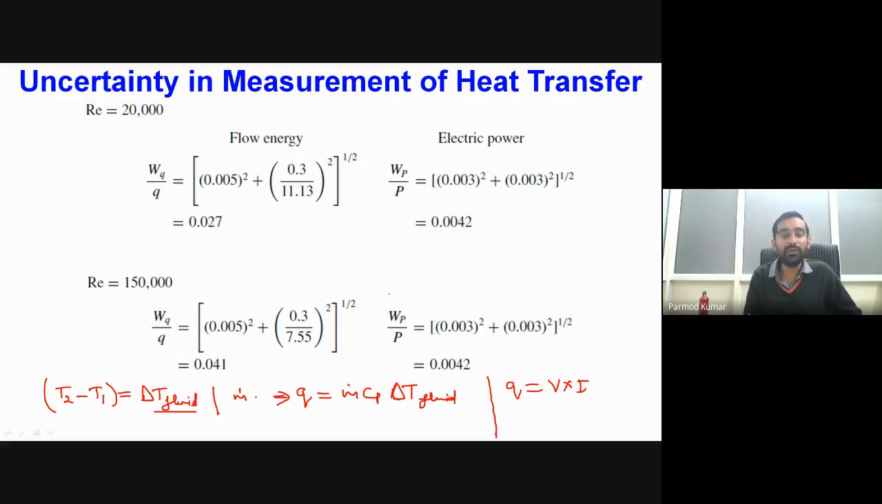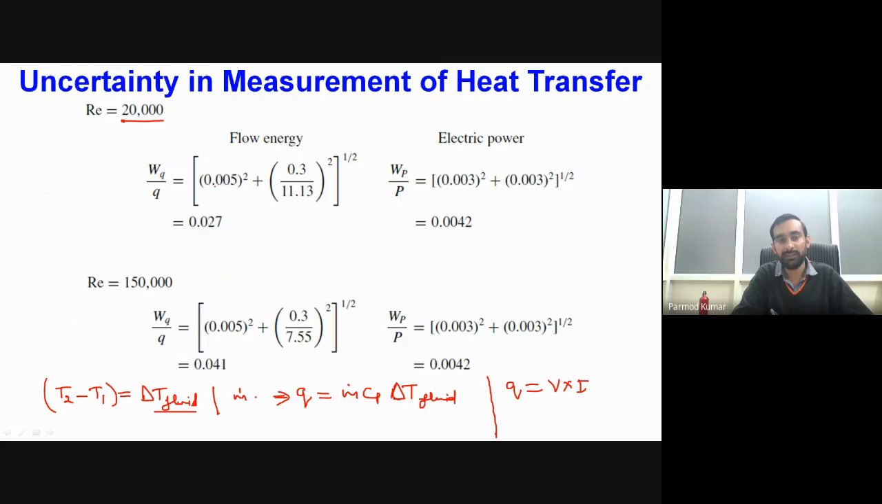At this particular stage we will perform uncertainty analysis, and with the help of uncertainty analysis we will see which method gives us less uncertainty, and that particular method we will then employ for measurement of the heat transfer. So for Reynolds number 20,000, when we apply the Klein and McClintock equation, we find the uncertainty in heat transfer as 2.7% if we use the flow energy method, Q equal to m Cp into delta T fluid. And if we use the electrical power based measurement method, then we get the uncertainty as 0.042%.